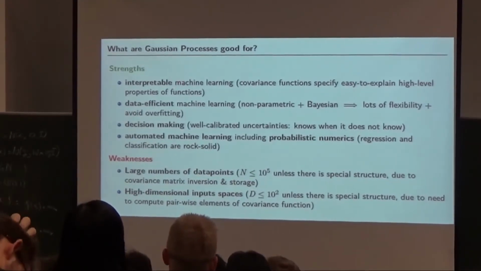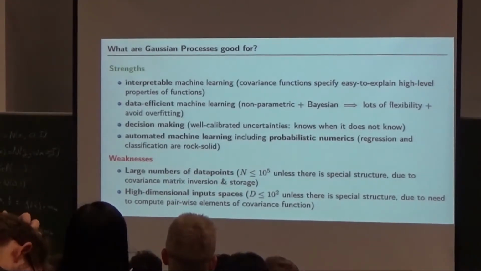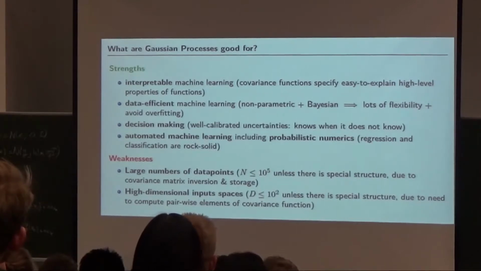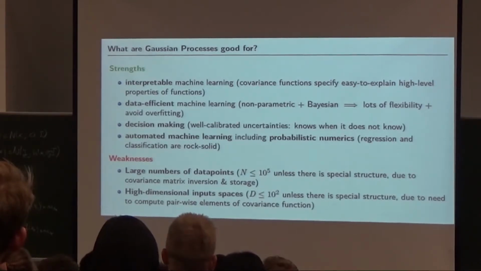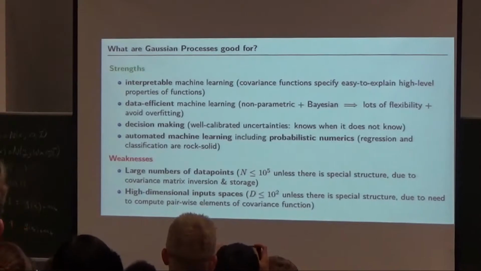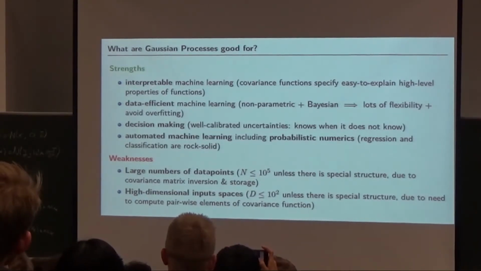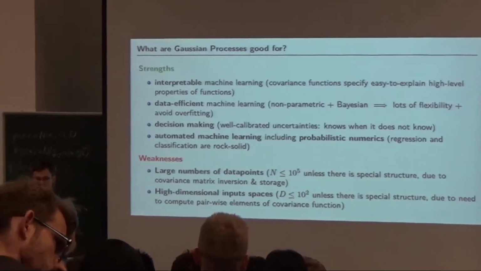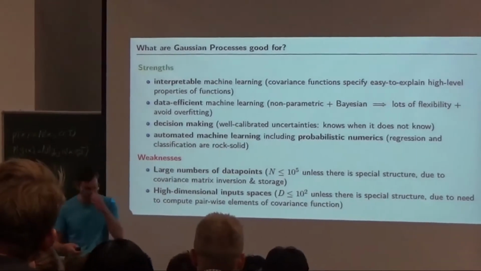The first thing is, if you want to do interpretable machine learning, it's often easy to interpret the structure that the Gaussian process has learned, because covariance functions contain easy to explain high-level properties of functions, like differentiability, periodicity, stationarity, and so on. In the regression context, it's relatively easy to build interpretable systems around Gaussian processes, although you'd be limited to identifying second-order statistical structure in your data.